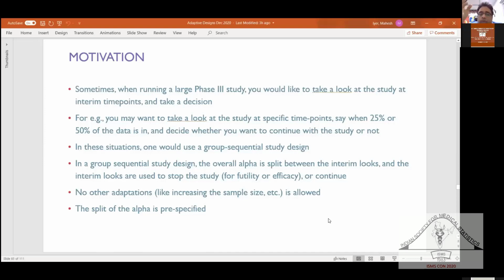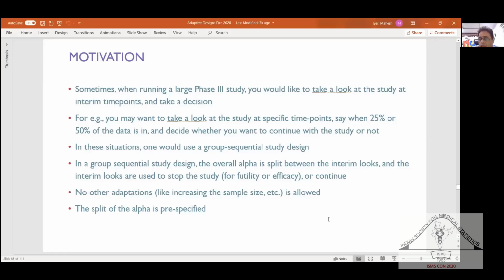Okay. So you may want to take a look at the study at specific time points. And so you would use something called a group sequential design. And what you do in the group sequential design is you take your overall alpha, like the Bonferroni, and you split it between all the different interim looks.